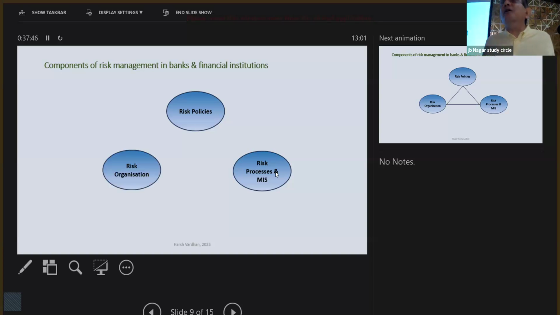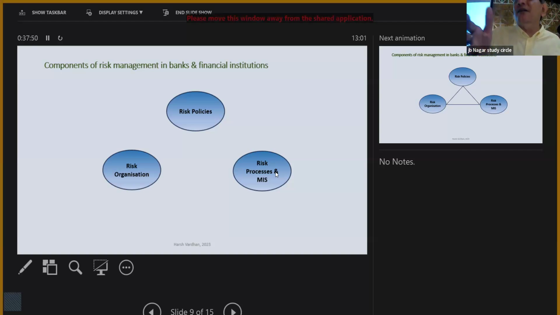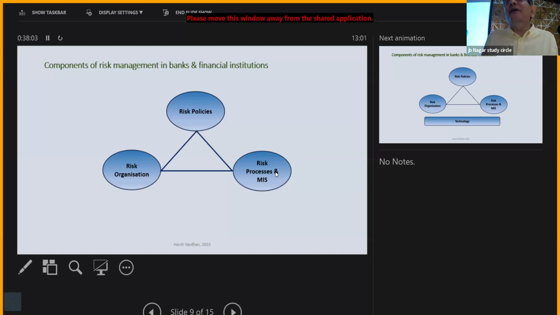And the third component is risk organization. There are a set of people who are actually tasked with managing risk. Their daily job is to come to work and manage risk. They are not doing business. They are not raising deposits. They're not making loans. They are just managing risks, right? And underneath all of this, they are all connected. By the way, policies describe what kind of organization you should have. They describe what kind of processes, and vice versa.